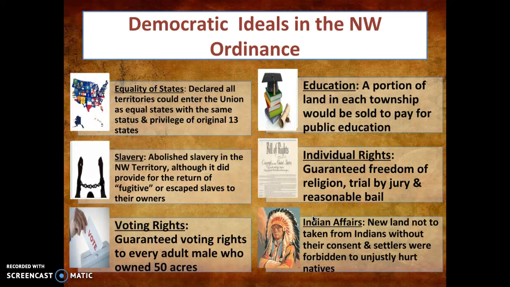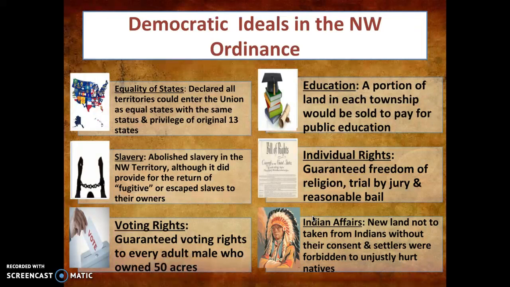You can see some of the democratic ideals that were in the Northwest Ordinance. If you remember, democracy is for the people, by the people. So these ideas are kind of the center of our government, and they derived from the Northwest Ordinance. First, equality of states, saying that everybody entered on equal footing, meaning that once you became a state, you were not treated any differently than the original states. Everybody was treated the same. The rules applied the same, whether you were an old state or a new state.